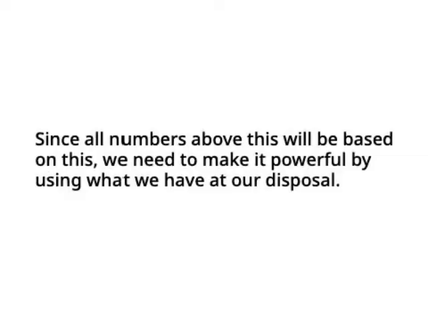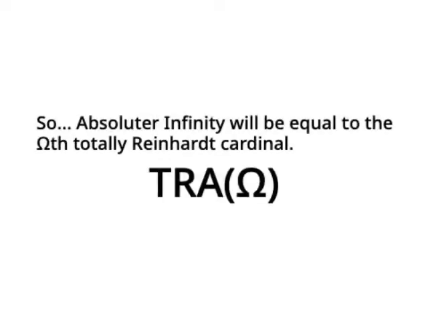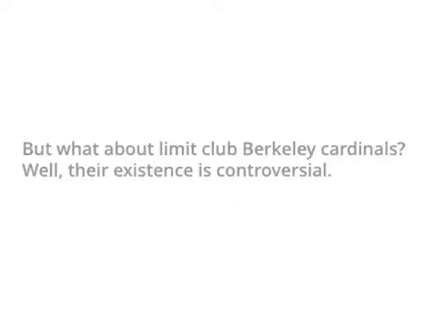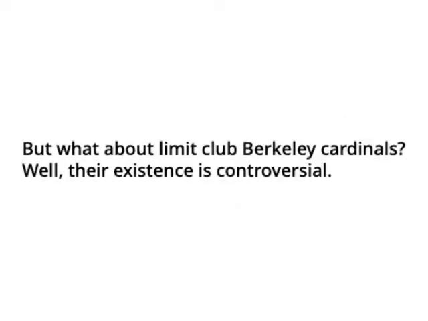Since all numbers above this will be based on this, we need to make it powerful by using what we have at our disposal. So, Absolute Infinity will be equal to the omega-th totally Reinhardt cardinal. But what about limit club Berkeley cardinals? Well, their existence is controversial.